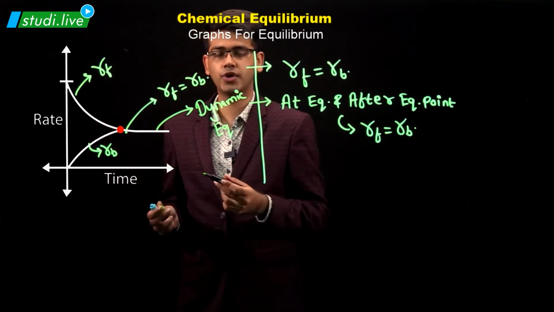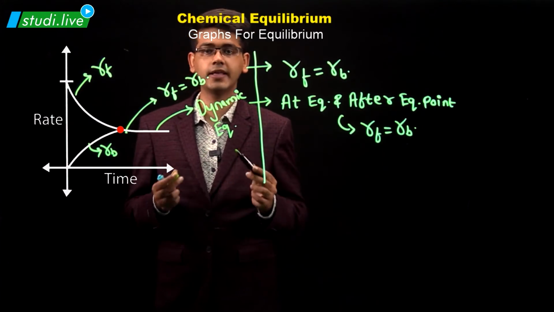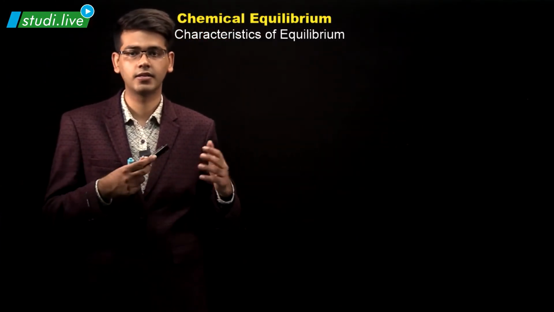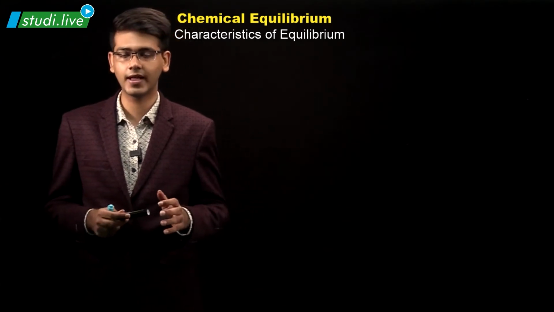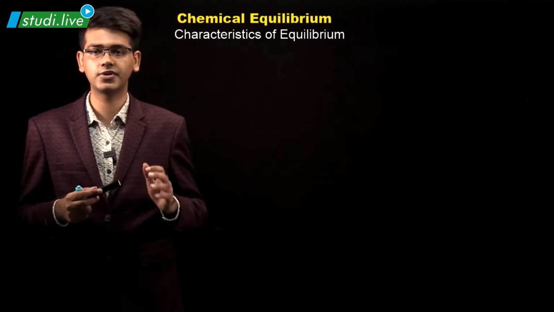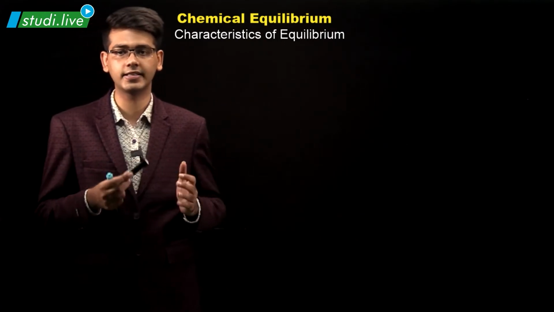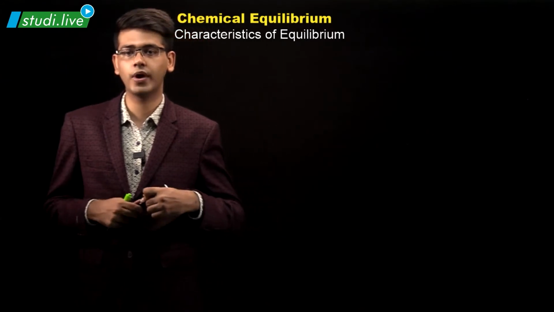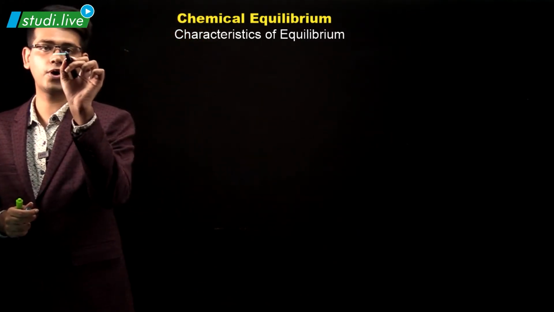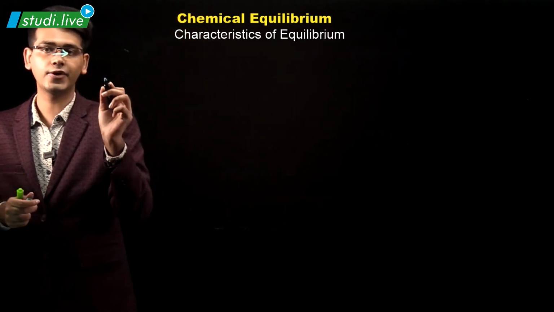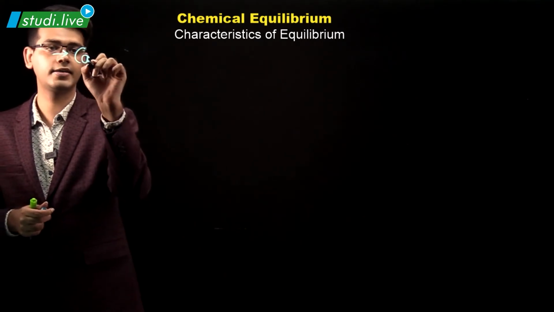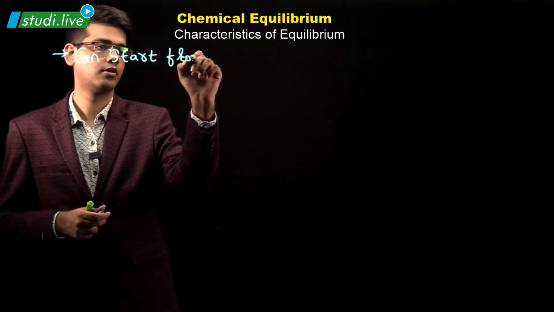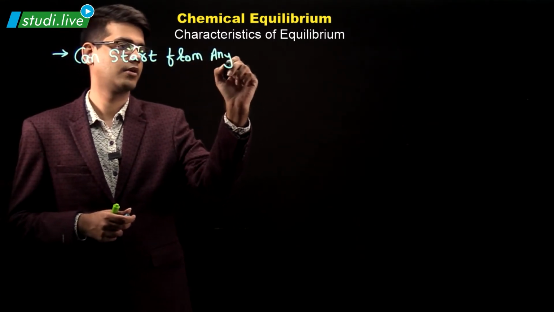So this is the actual graph for rate versus time for any equilibrium reaction. These characteristics are very important to understand the whole chapter in an exact conceptual way, as many times theoretical MCQs are asked based on the characteristics of equilibrium. Now, the very first characteristic, a very important point, is that any equilibrium reaction can start from any direction.